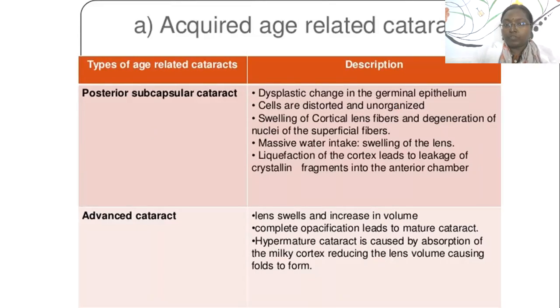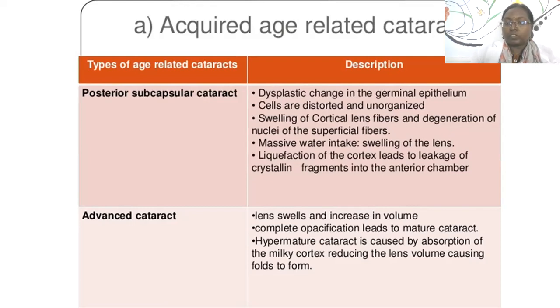Posterior subcapsular cataract is because of dysplastic change in the germinal epithelium. Here the lens fibers are distorted and unorganized. Swelling of cortical lens fibers is seen, and there is a degeneration of the nuclei of the superficial fibers. There's massive water intake and the swelling of lens is seen. Liquefaction of cortex leads to leakage of crystalline fragments into the anterior chamber.